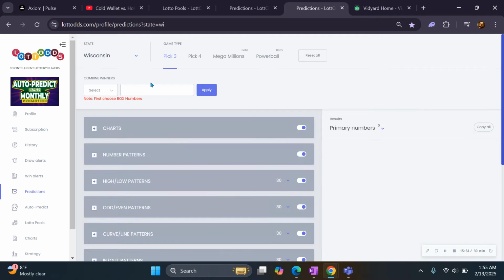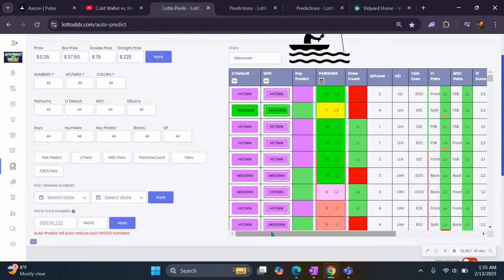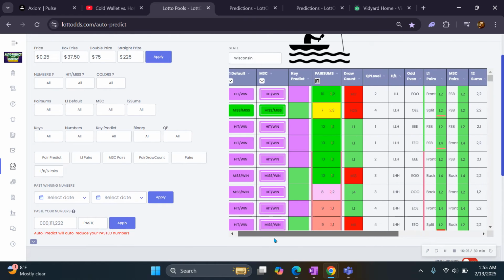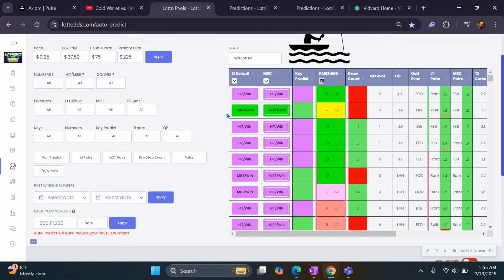It is an example, but this is some of the stuff I've been doing with the prediction page. And I'm looking at the Wisconsin. I want to say one last thing here before I shut this off. Wisconsin in the auto predict, check this out. First of all, purple and blue are due, the most due. So if you took those two and just threw them both in there together, that's probably going to be a good reduction in numbers.